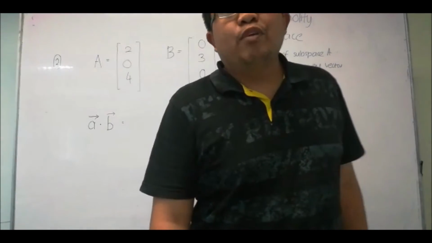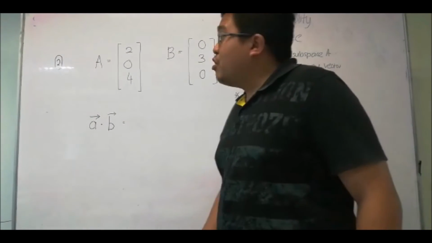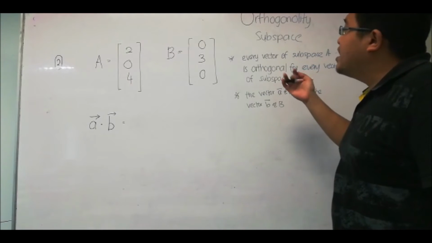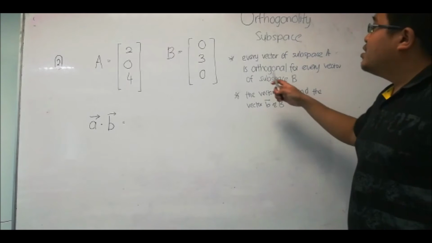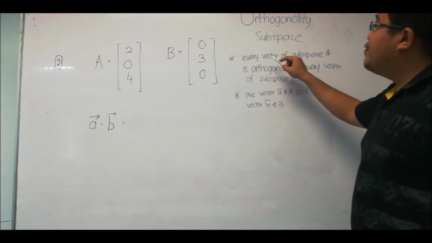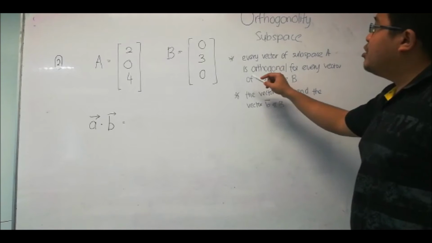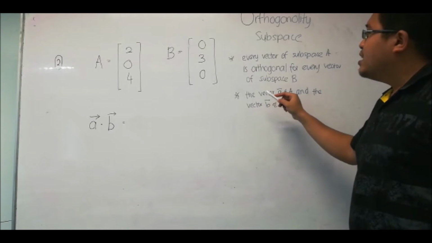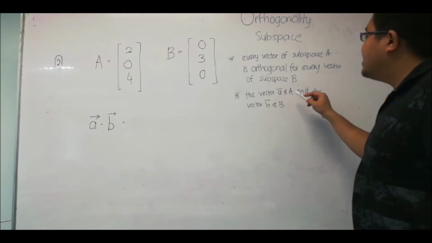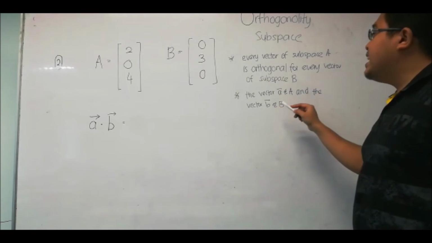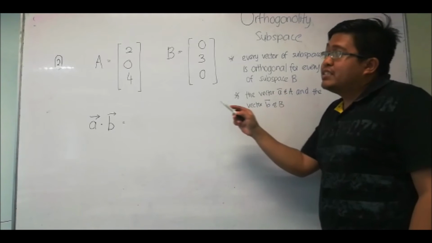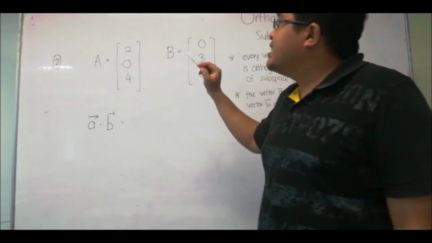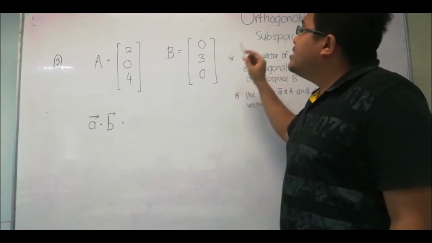Now we proceed with the second example, which is called orthogonal subspace. For orthogonal subspaces, the rule is simple. First, every vector of subspace A must be orthogonal to every vector of subspace B. For the second condition, vector a is an element of subspace A and vector b is an element of subspace B. The subspace A is made up of vectors from 2, 0, 4 and the subspace B is made up of vectors from 0, 3, 0.